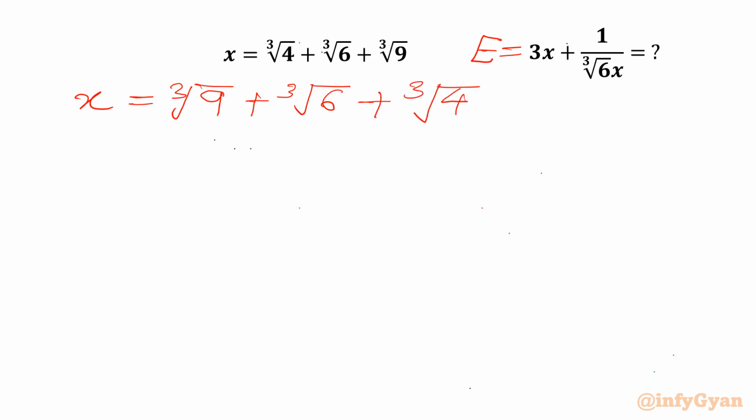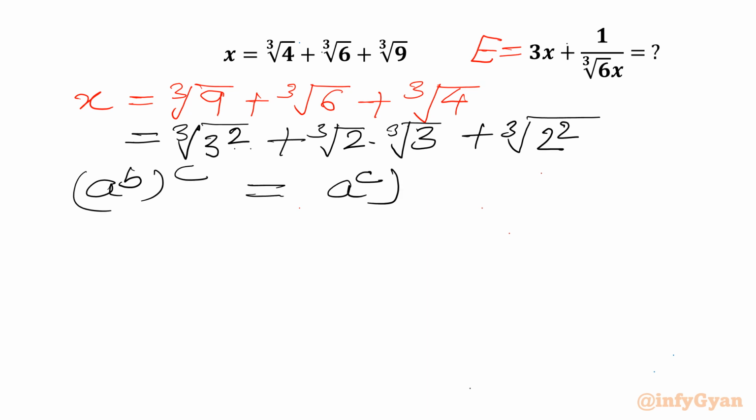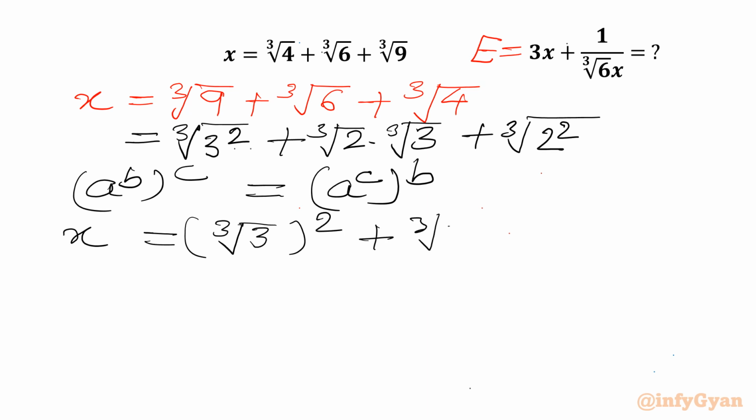Now we know that 9 is 3 square, 4 is 2 square. We can write cube root of 3 square plus cube root 6, which can be written as cube root 3 times cube root 2, plus cube root 2 square. Now we know that (a to the power b) whole power c can be written as (a to the power c) whole power b. Let's apply this property. So we can write (cube root of 3) whole square plus cube root of 3 times cube root of 2 plus (cube root of 2) whole square.